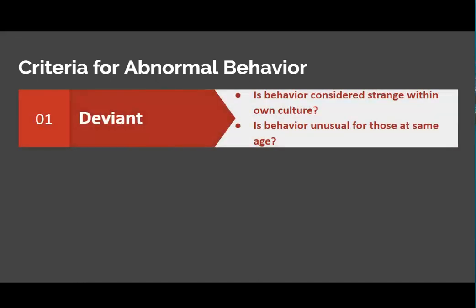The first characteristic of abnormal behavior is deviant. Deviant refers to a behavior that is atypical or extremely unusual. 2 questions we will ask are, is the behavior considered strange within the person's culture? What is considered abnormal in one culture is not necessarily considered so in another. The second question is, is behavior unusual for those at the same age? Many behaviors that are considered normal at one age are not considered so in other periods of life.